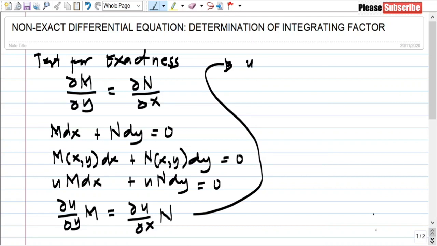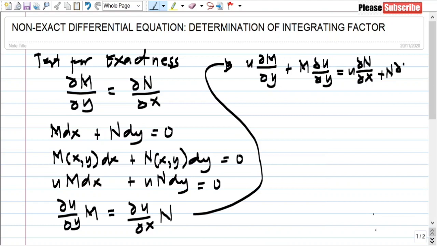Okay, so if we try to take the derivative of that one, ito. So we have u, the first, and then the partial derivative of m with respect to y plus m, yung second. Partial, ganun pa rin. And yung m, then the partial derivative of u with respect to y. Okay? And that should be equal to u, partial derivative of n with respect to x. Okay? Plus n, the partial derivative of u with respect to x. So, anong gagawin natin? Factor. So, factoring by grouping.